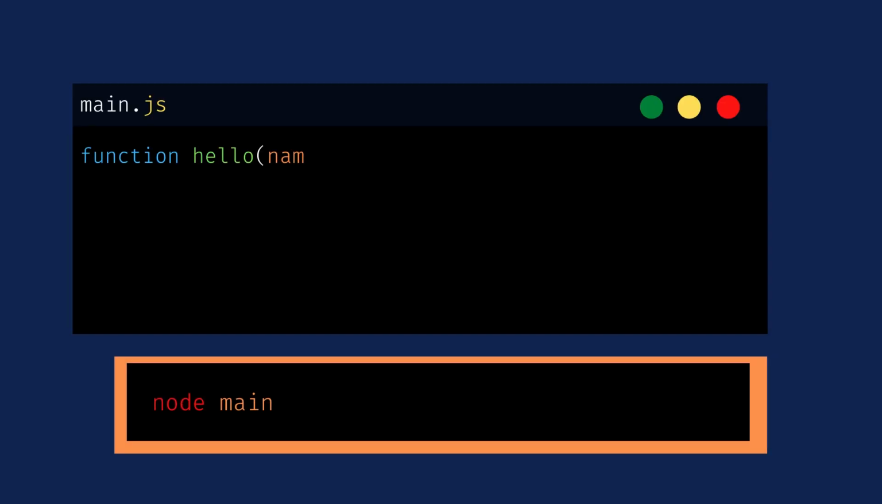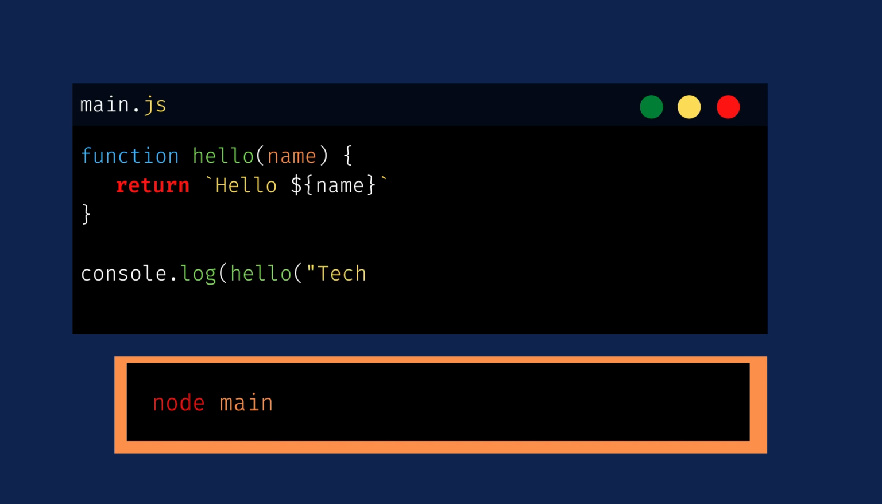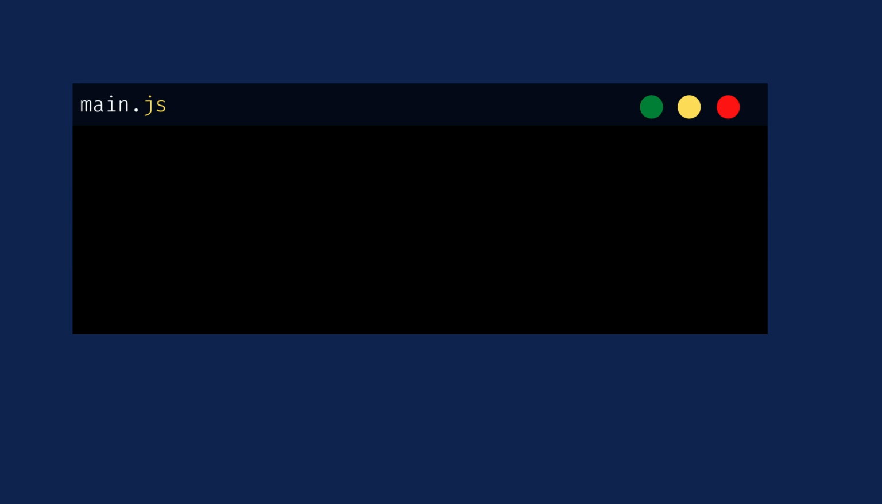Once the command is finished, create a new file and call it main.js. Write any type of JavaScript code that you want to write. To run it, type node main or node main.js.